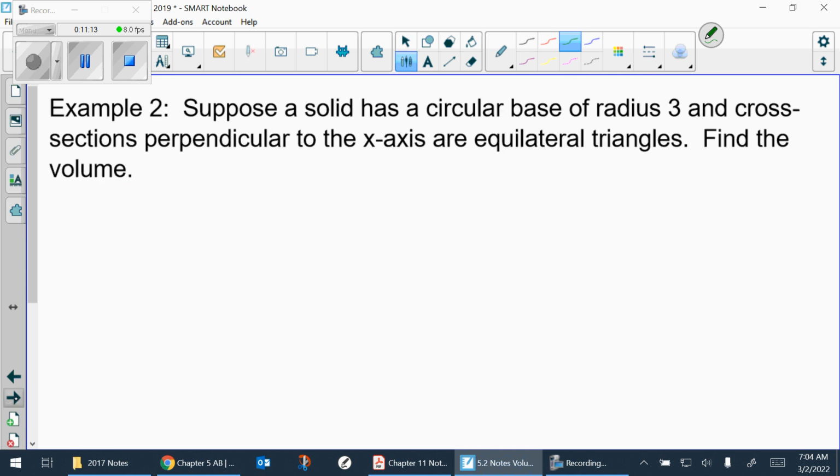Let's take a look at another one. Now we've got the same figure. We've got a solid with a circular base, radius 3. And drawing the top view of this is always going to be important. I'm going to encourage you to do that all the time.